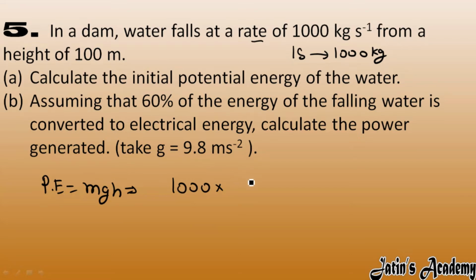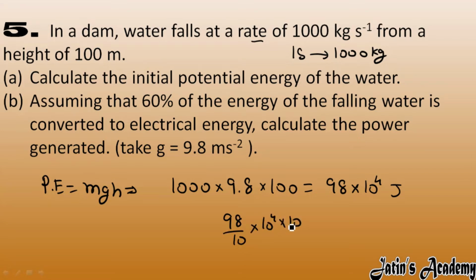G value I have to take 9.8, and height from the ground we will take as 100 meter. So now when we multiply, we will get 98 and we have 4 zeros, 1 zero is cancelled out here. This much joule. Or you can also convert 98 by 10 into 10 raised to power 4, that is 9.8 into 10 raised to power 5 joule. So this is the initial potential energy the water is having in 1 second.